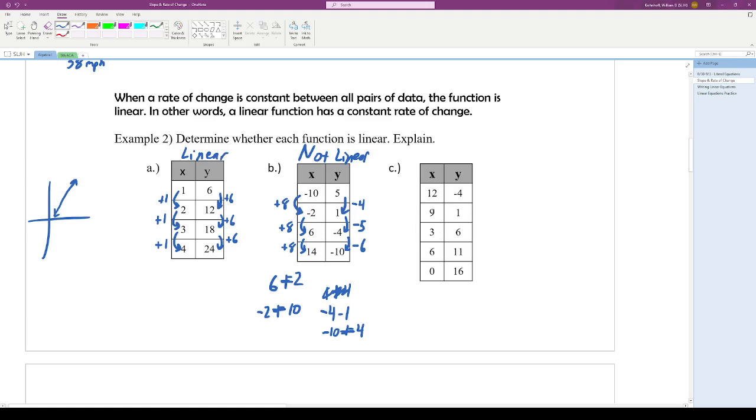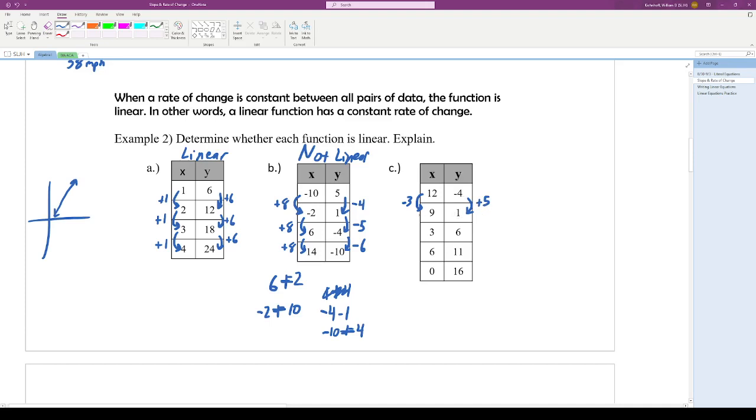And then for our C example, our x values kind of jump all over the place. We have 12, 9, 3, 6, 0. That makes it hard to tell what our step sizes are. So I prefer to look at them in order. And if I go from 12 to 9, that makes a step size of minus 3. If I go from negative 4 to 1, that makes a step size of plus 5. So 1 minus negative 4 would be a positive 5.